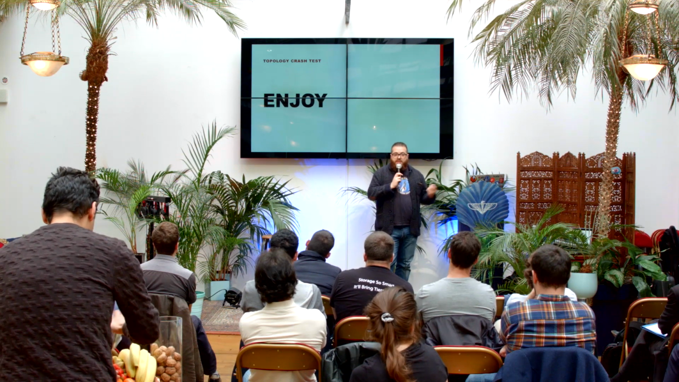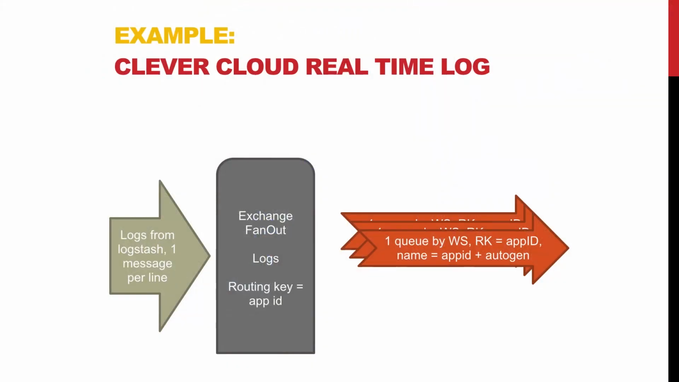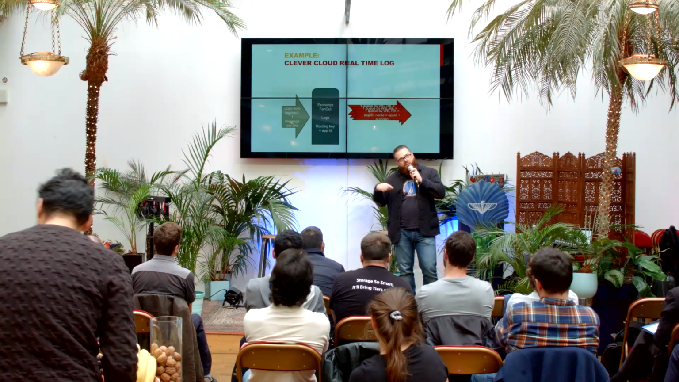So, let's make some topology crash tests. I can start if you want. A typical use case I used in my startup: we have the logs of every application deployed on Clever Cloud. Basically, what I'm saying is more like it was a few months ago, because we have too many logs for RabbitMQ now, but anyway. We have all the logs of the applications. We push them all inside one exchange on RabbitMQ called logs, with, as a routing key, the application ID.